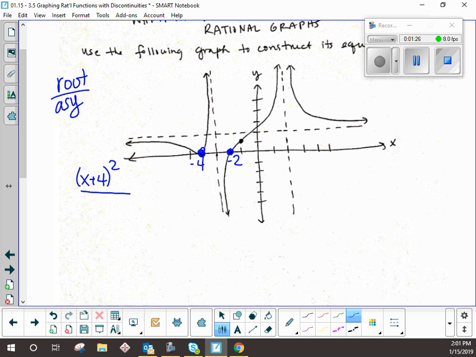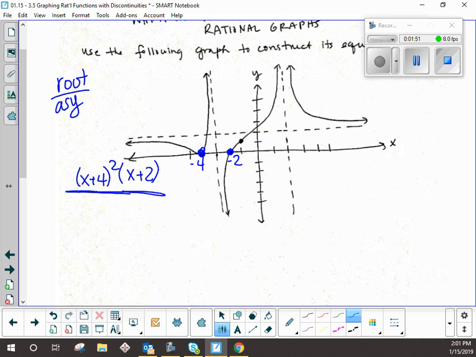Okay. The other root is -2. The factor that gives me that is x plus 2. What's the behavior at that root? A cross or a bounce? Crosses. So what's its exponent going to be? 1. Sorry. Not 2.